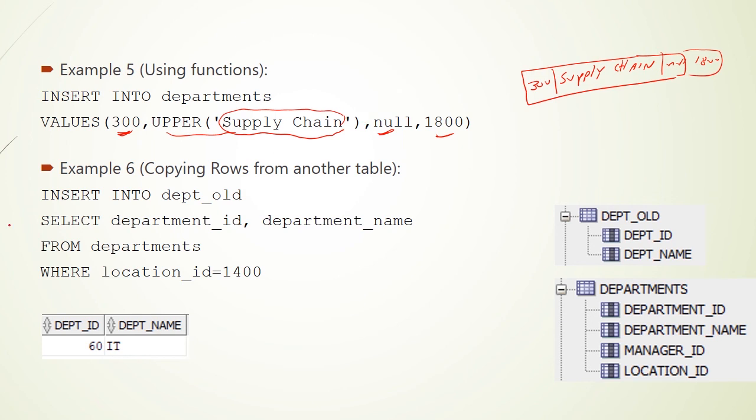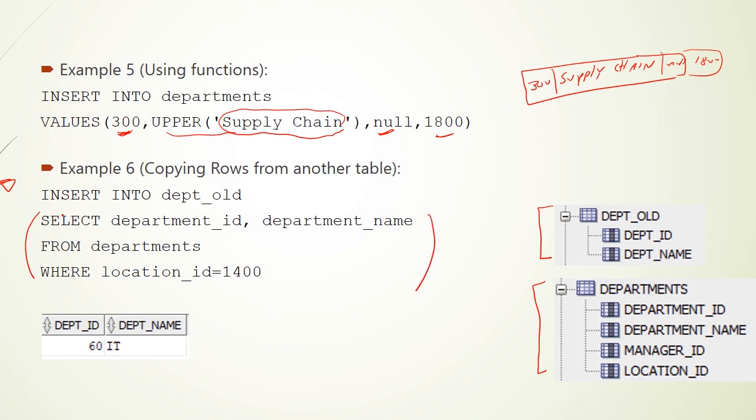In the last example here, copying rows from another table. Let's assume that we have 2 tables. Dept underscore all contains only 2 columns, and departments table contains 4 columns. I want to copy all department IDs and department names from departments table to the dept underscore all table. So we can do insert into dept underscore all. In this case, we use a select statement.